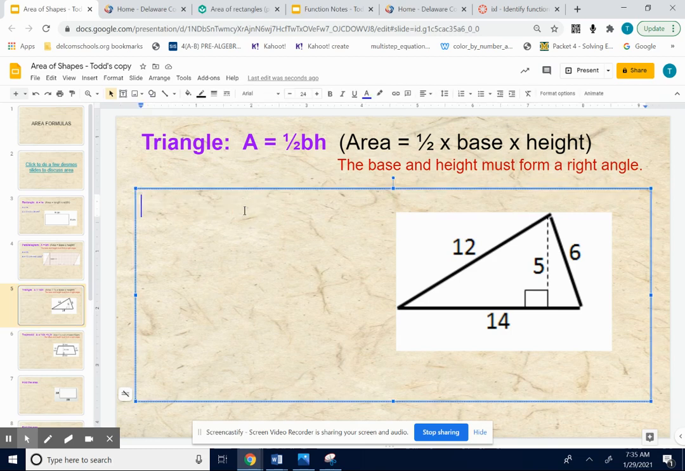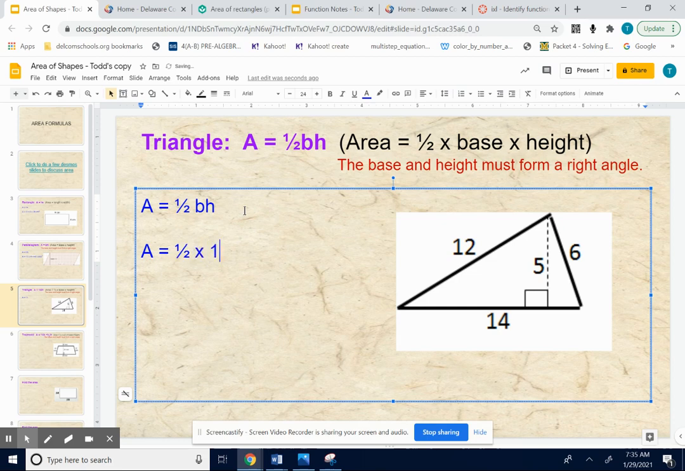So we're going to do A equals 1/2, for a half, and then if you hit the space bar, it'll turn into a fraction like that. BH. Let's plug the numbers in. Just keep the 1/2 there.